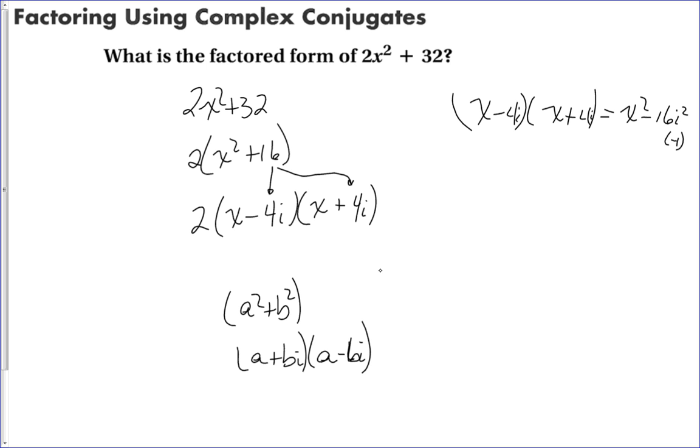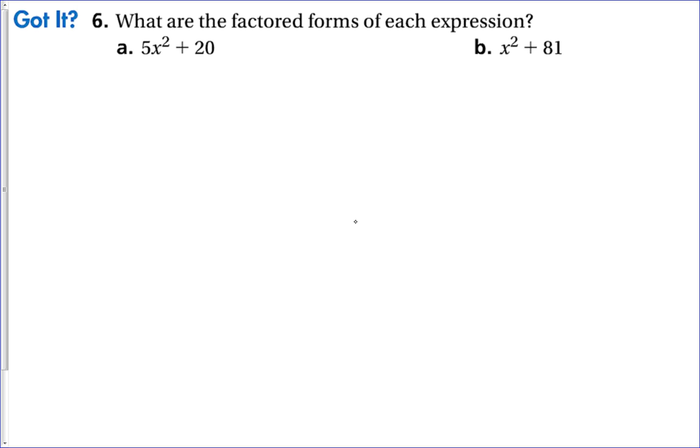All right, so when you factor using complex conjugates like this, it's going to factor into x minus the square root of this number times i, and x plus the square root of this number times i. All right, that's how you factor using complex conjugates. I want you to try these two real quick.